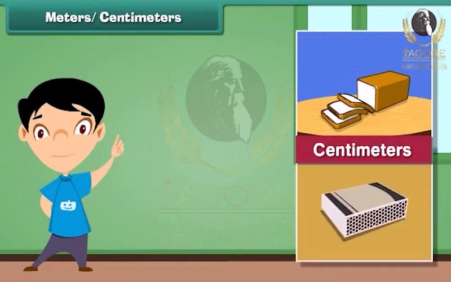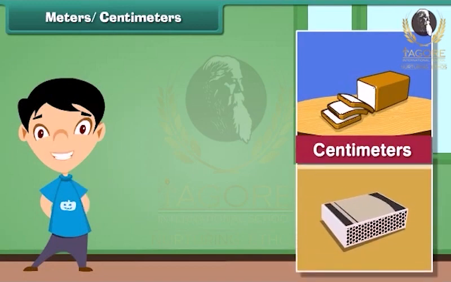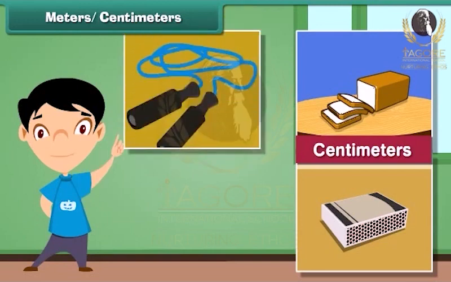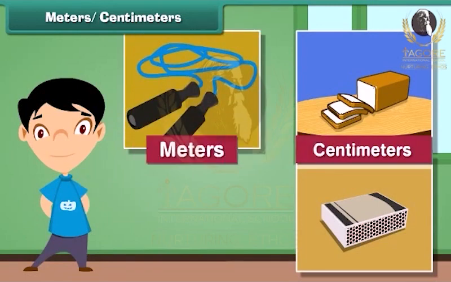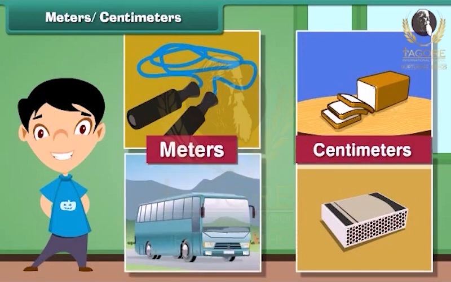The length of a matchbox is expressed in centimeters. The length of a skipping rope is expressed in meters. The length of a bus is expressed in meters.